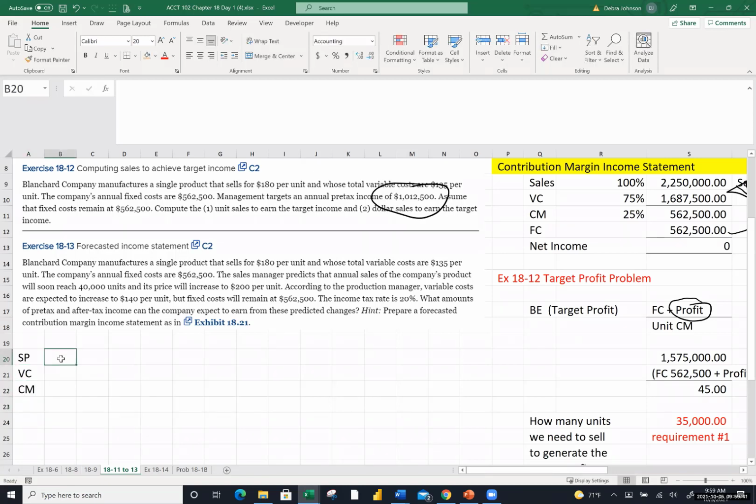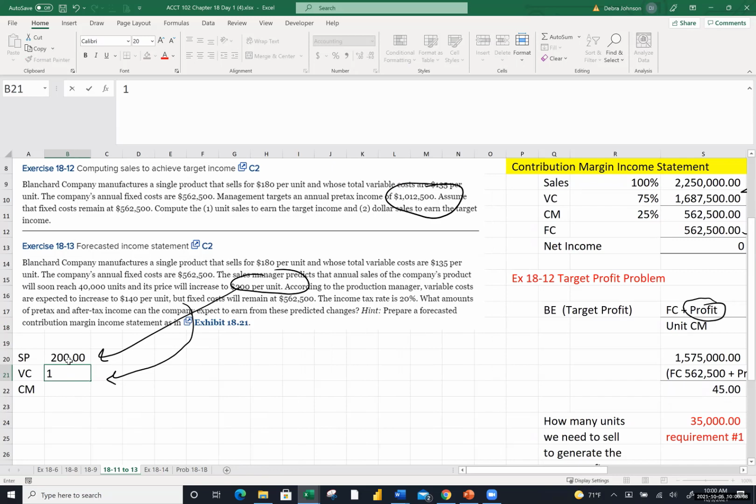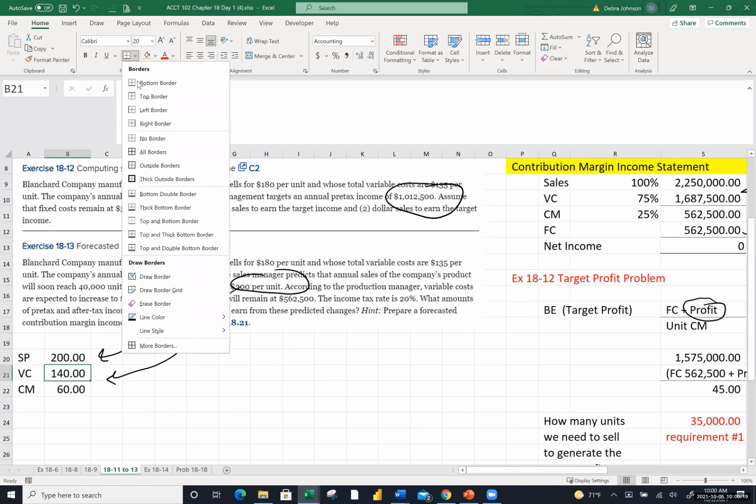So before I even read that question for a second time, I know two things were changing. They said the fixed costs remain fixed, which often happens, but they had a change. And the change was the selling price goes up to 200 and the variable costs are going to go up to 140. Let's put that in. The selling price is 200. The variable costs are 140. So my contribution margin now is $60. Let me stop. Any questions on the 60?